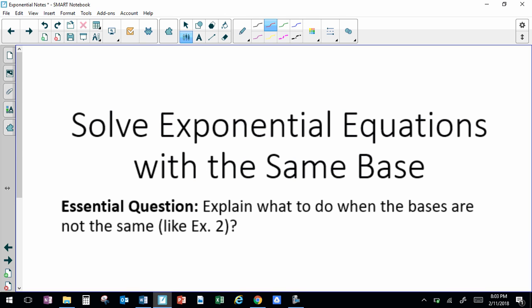Okay, here's the notes for solve exponential equations with the same base. So essential question, explain what to do when the bases are not the same. That should be just a period. Like example 2. So I'm giving you an example to look at so then you know what steps we're looking for on whatever we do on example 2. Okay?